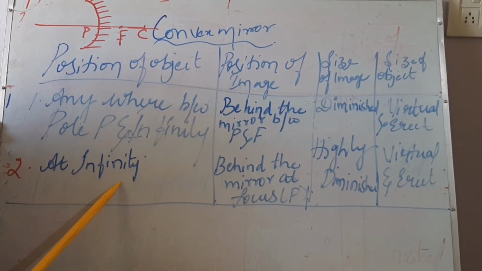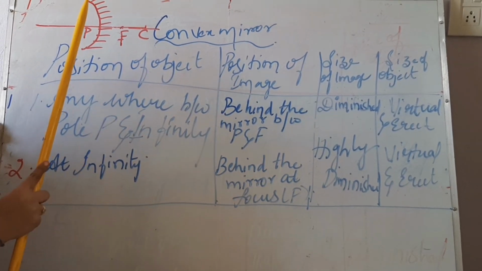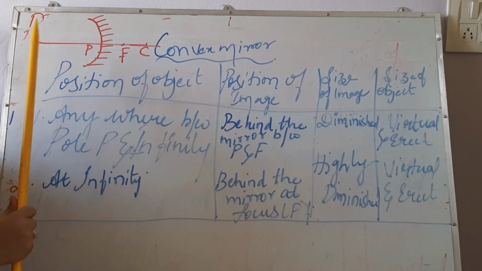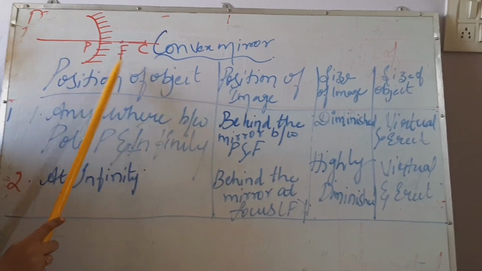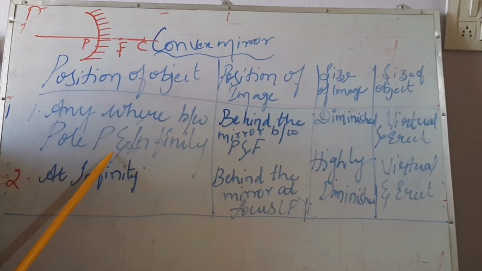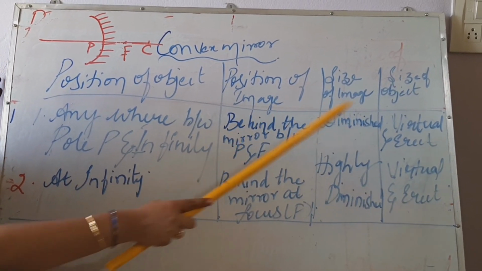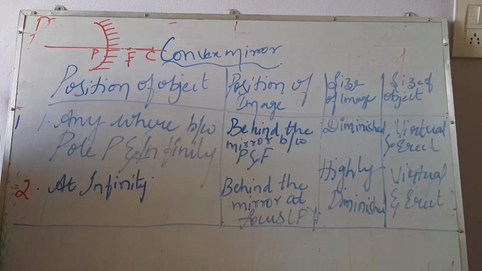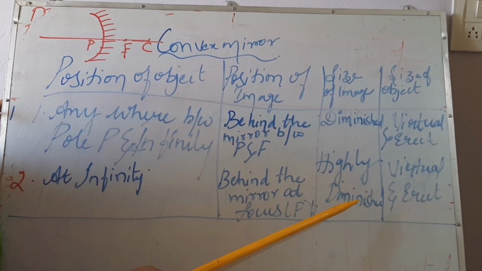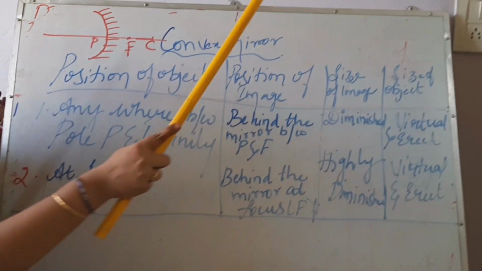And next, at infinity, if you keep the object at infinity, behind the mirror between P and F, you will get a highly diminished image, always virtual and erect.